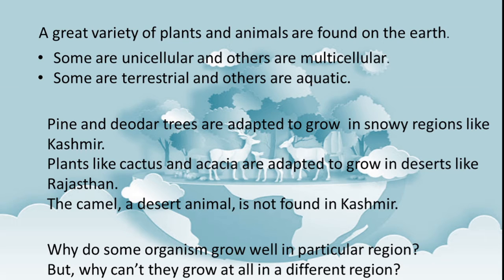Pine and deodar trees are adapted to grow in snowy regions like Kashmir. Plants like cactus and acacia are adapted to grow in deserts like Rajasthan. Camel, a desert animal, is not found in Kashmir. Why do some organisms grow well in a particular region, but can't grow at all in a different region?